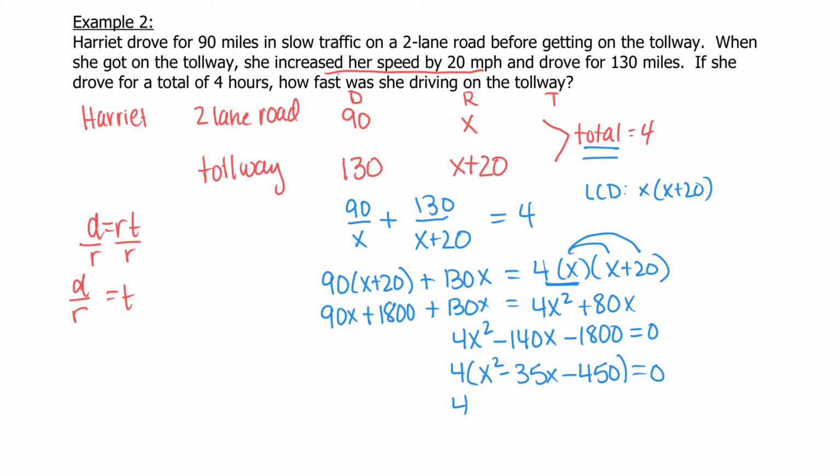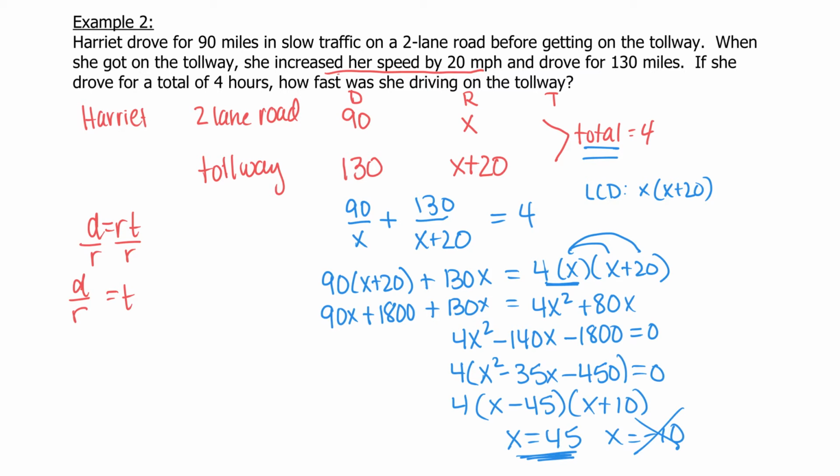And then I'm going to factor that. So factors of negative 450 that add up to negative 35 are negative 45 and positive 10. If I set those equal to 0, I get x equals 45 and I get x equals negative 10. Well, since you can't have a negative speed, that doesn't make sense, then this is what x is.